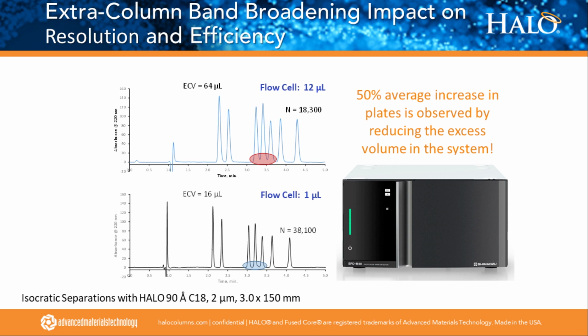So here's an example of extra column band broadening impact on both resolution and efficiency. This is an isocratic separation using a Halo 90 angstrom C18 column with 2 micron particle size and 3 by 150 millimeter dimension. The extra column volume is 64 microliters, and we used a flow cell of 12 microliters. You can see this area that's highlighted red. We're not really getting baseline resolution of this cluster of 3 peaks, and our plates for the last peak are 18,300.